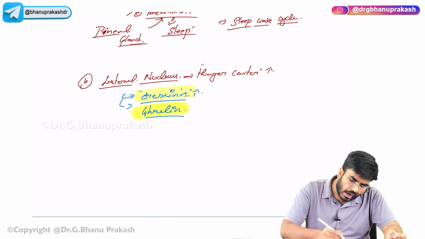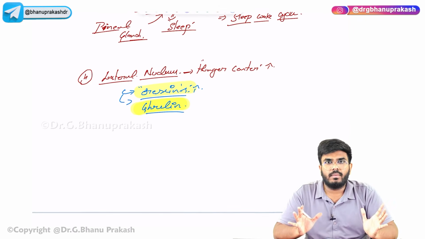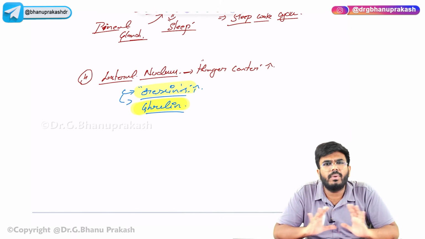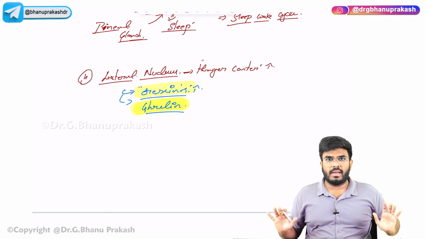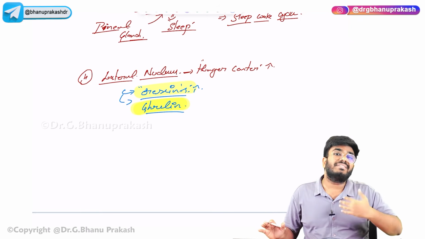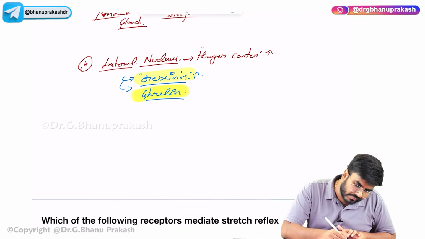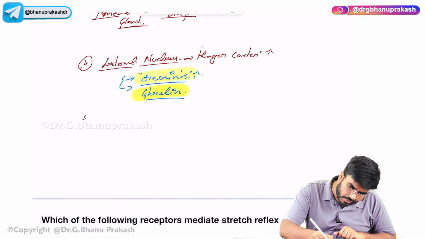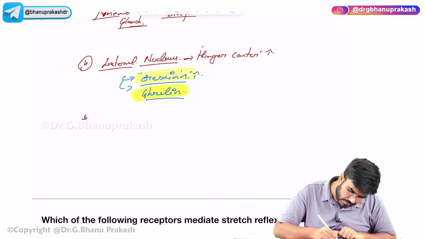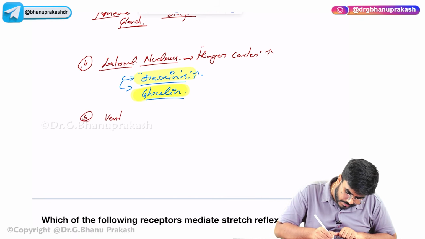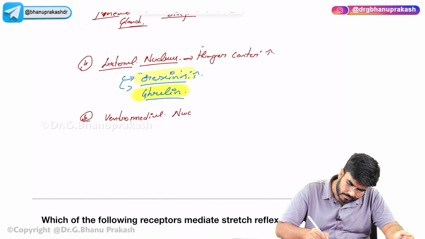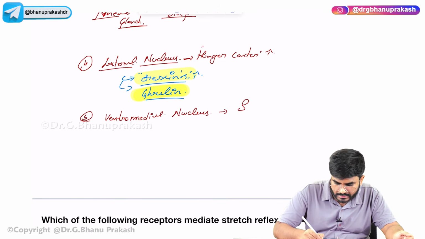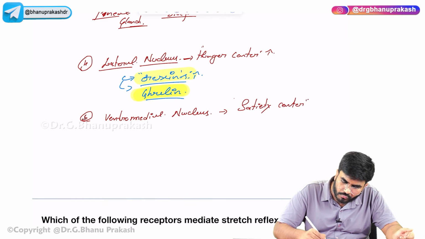Now, after eating a full plate of biryani, let's say, you are not going to feel any hunger. You are lying there like, I'm full, I'm done, I don't want to eat anymore. So the feeling of satiety, the feeling of fullness, is given by which nucleus? One more nucleus, called the ventromedial nucleus. The ventromedial nucleus is your satiety center, the feeling of fullness.